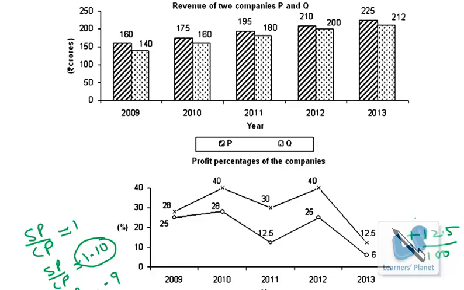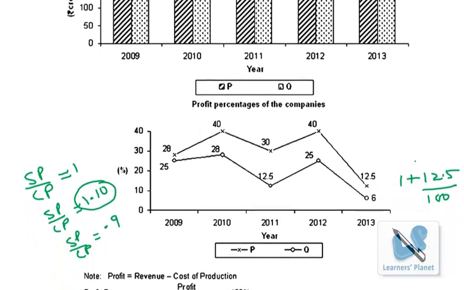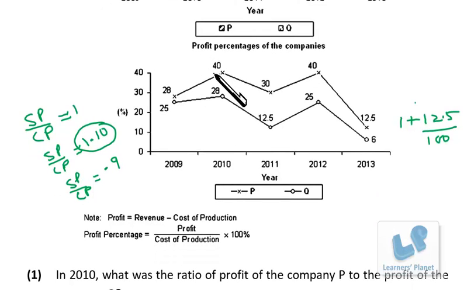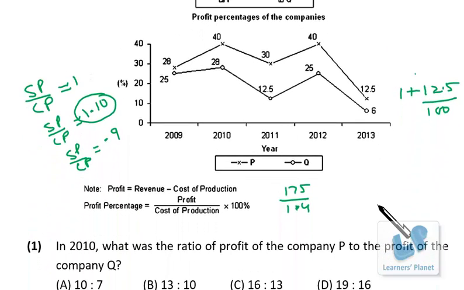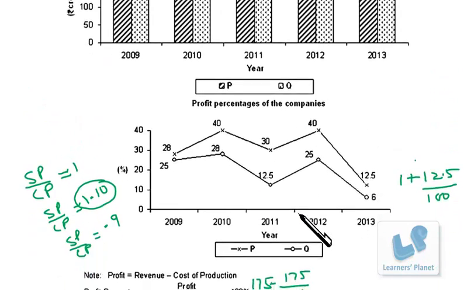So 2010 company P, the revenue is 175 and the profit percentage is 40, so the profit factor will be 1.4. So 175 divided by 1.4 is basically the cost price. If it is deducted from the selling price, we will be getting the profit. The selling price is nothing but 175. So that is the profit of company P, divided by company Q, that is 160.